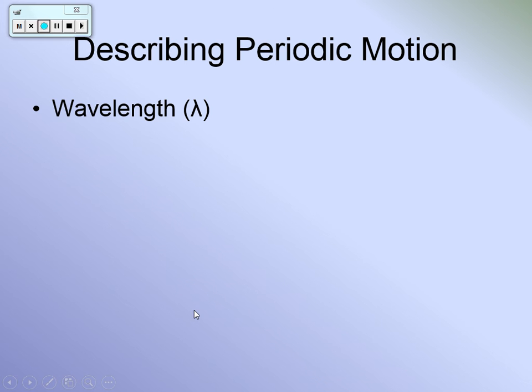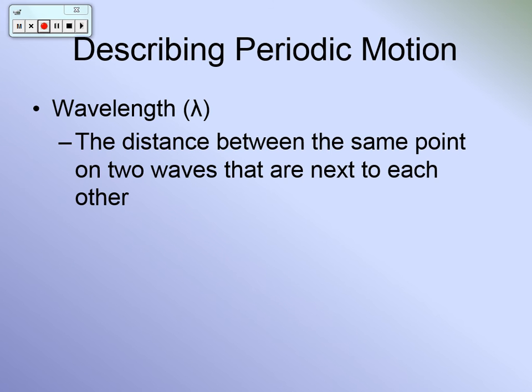And we use the term wavelength to describe that distance. We use the Greek letter, that's a lowercase lambda. It looks like an upside down Y. Okay. So we use the lowercase letter lambda to represent wavelength. So wavelength, like its name suggests, is the distance between the exact same points on two waves that are next to each other.